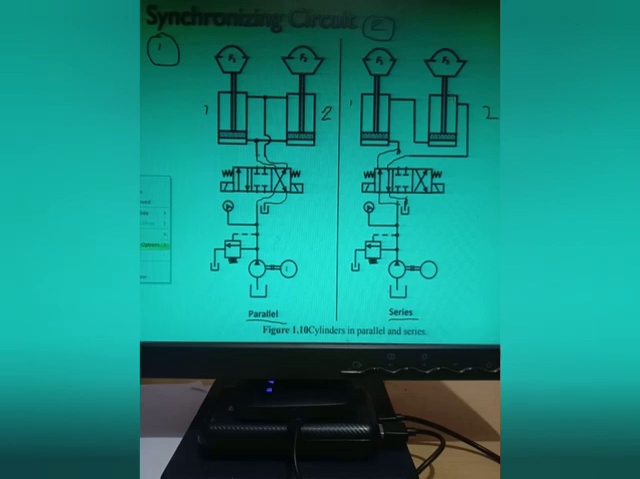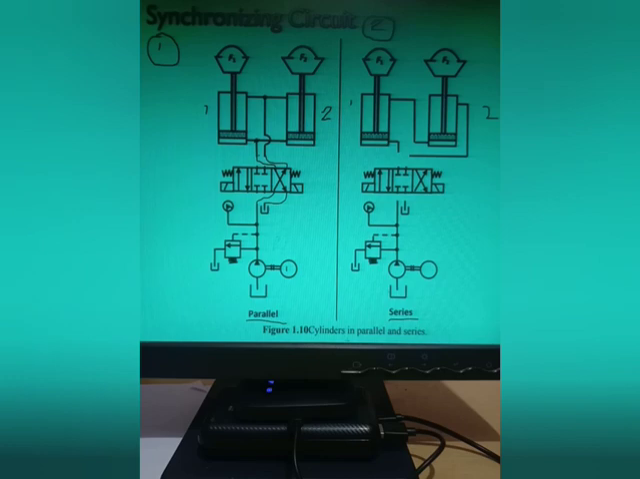Now suppose I change the position of the direction control valve. Suppose position number 1 is not there. Now I change the position of the direction control valve to position number 2. So I make this position number 2. In this position number 2, what will happen? Let us see. First make the connection.